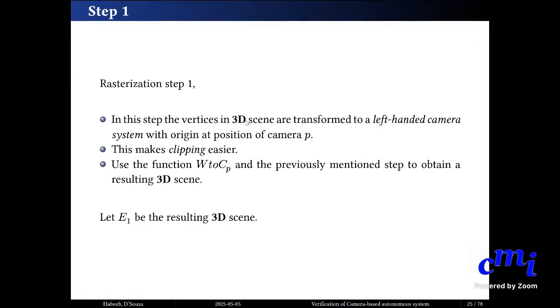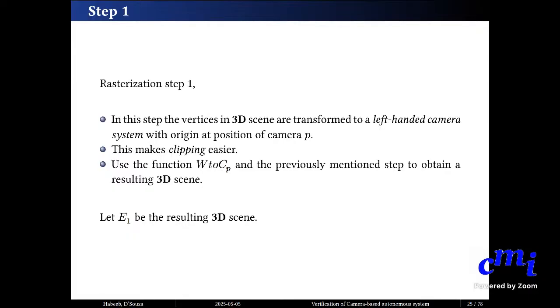Now, rasterization step 1. In this step, the vertices are transformed to a left-handed camera system with origin at the position of camera P. That is, we are doing the same thing which we did: given the 3D scene in the world space, I'm converting that to the camera space. Why do we do this? Because this makes clipping easier. Clipping is the process where we cut off partially contained triangles, and we skip triangles that cannot be projected onto the canvas. We use the same function W2CP, which I described in the previous slide, to do this.